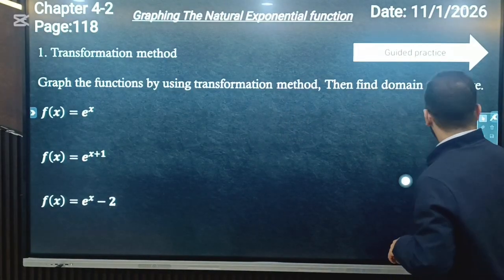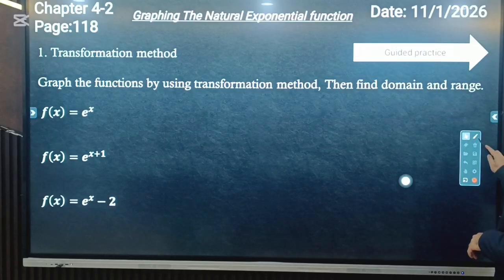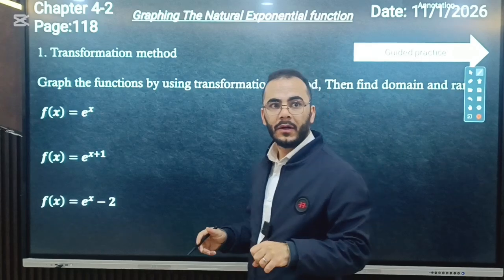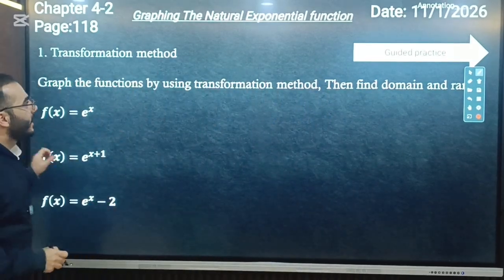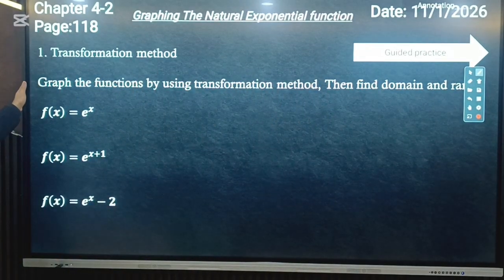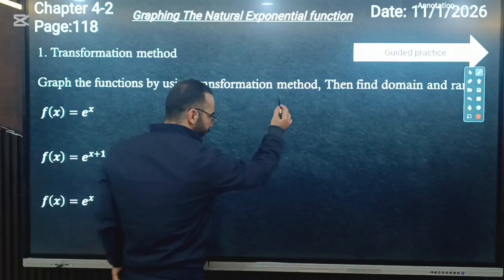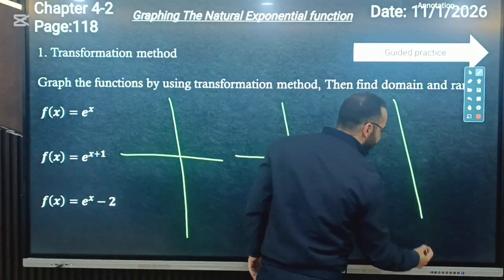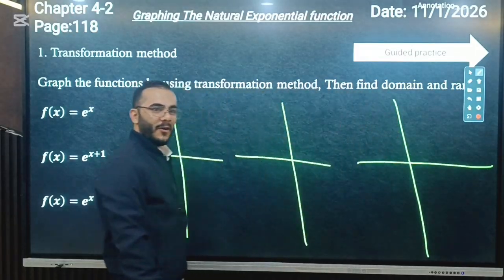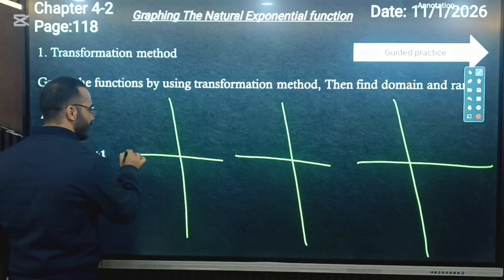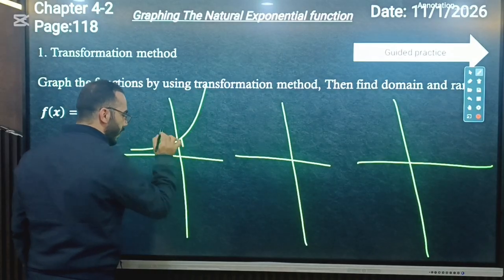So let's go through the questions, and I'm pretty sure by solving the question it's going to be more clear. So here, let's say graph the function by using transformation method, find the domain and range. So imagine if you have got three graphs over here. The first one is the parent function, and I believe everybody is familiar with it because we already discussed the parent function. So it goes through 0, 1.